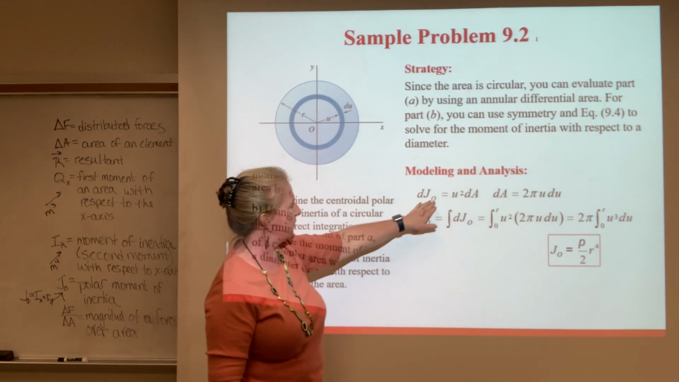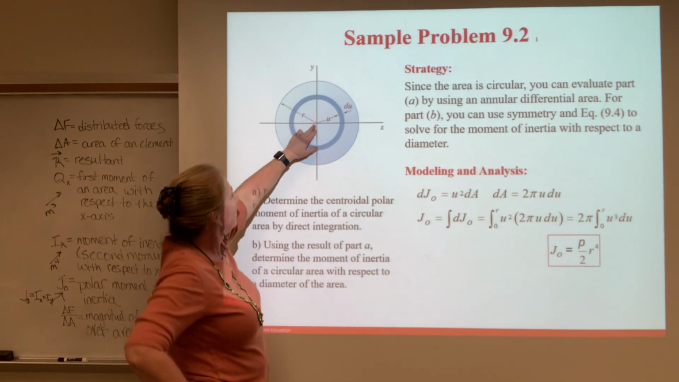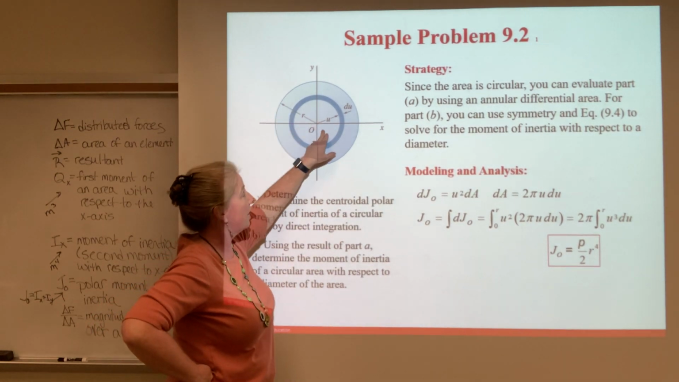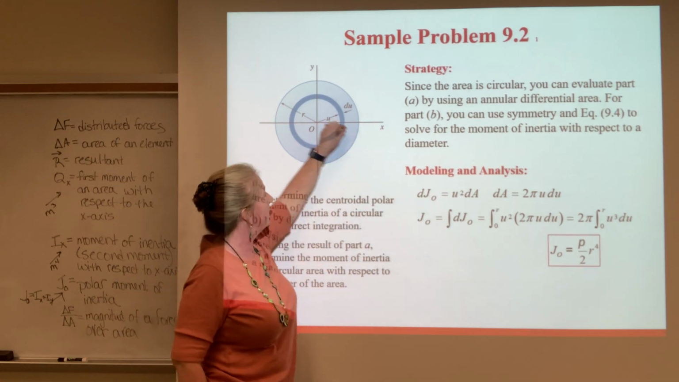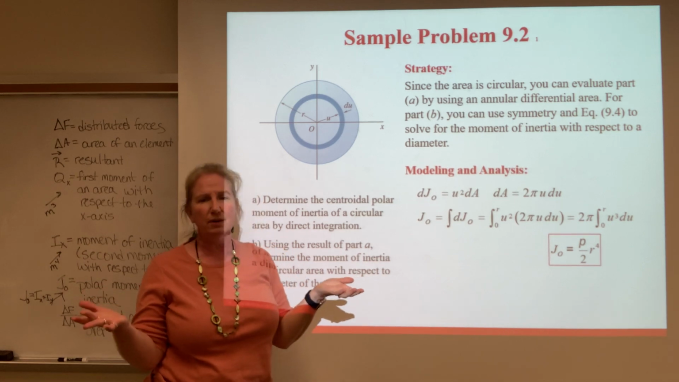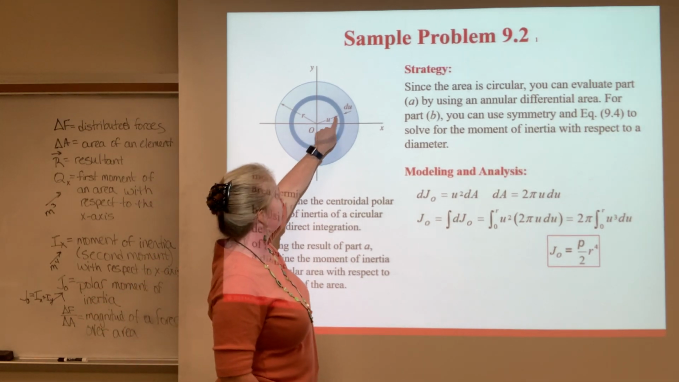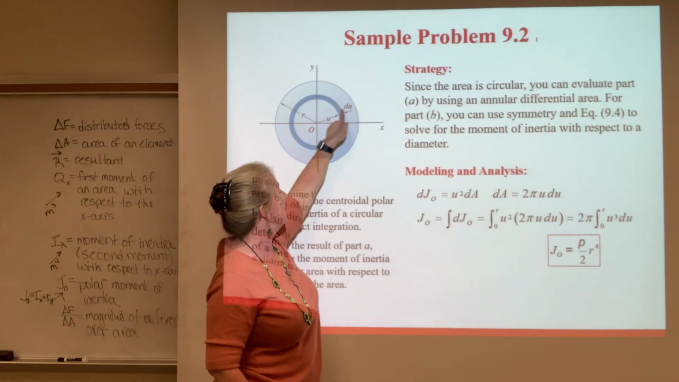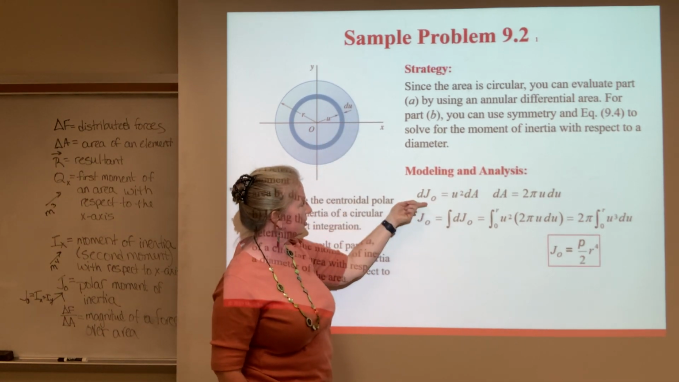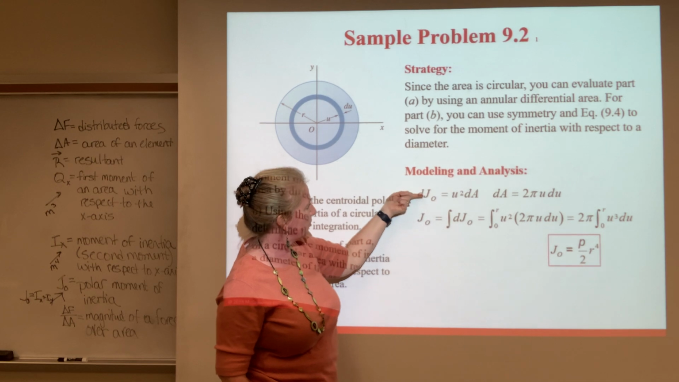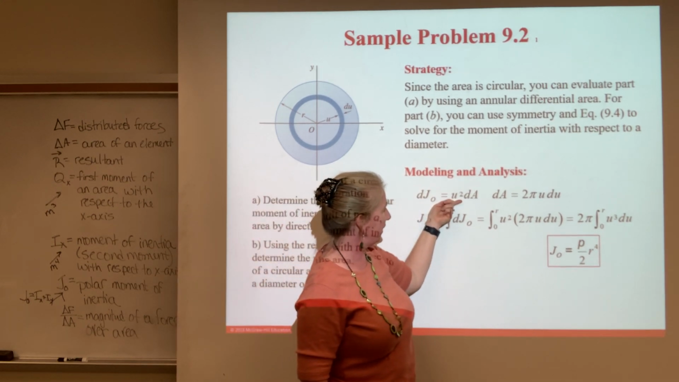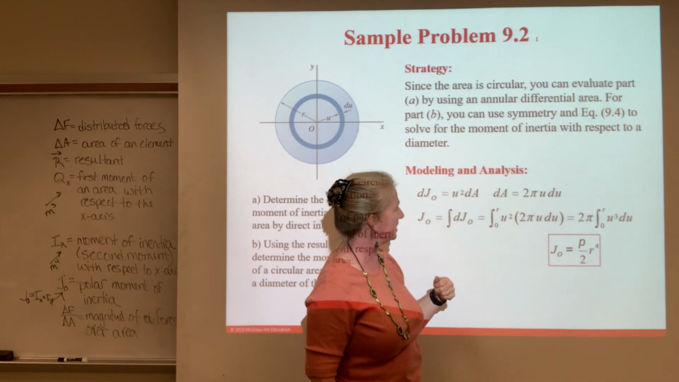And you may say, well, where did that u come from? Well, the overall radius of this whole circle is r, but for my location, I'm just going to use u. You could call it whatever you want, but they're just using u to indicate this location as this little circle moves out, out, out, and out. So my polar moment of inertia is going to be the radius squared times dA.